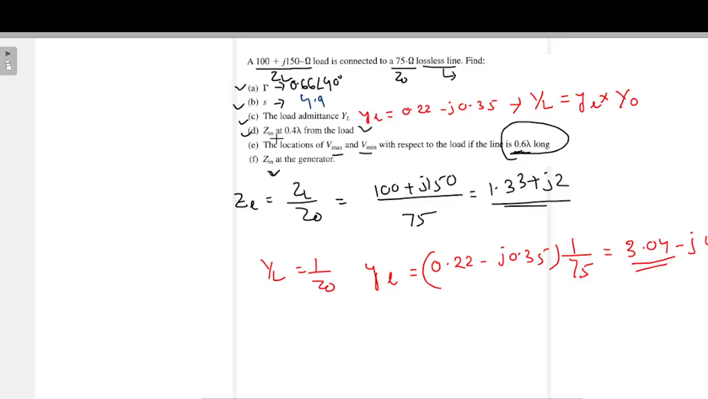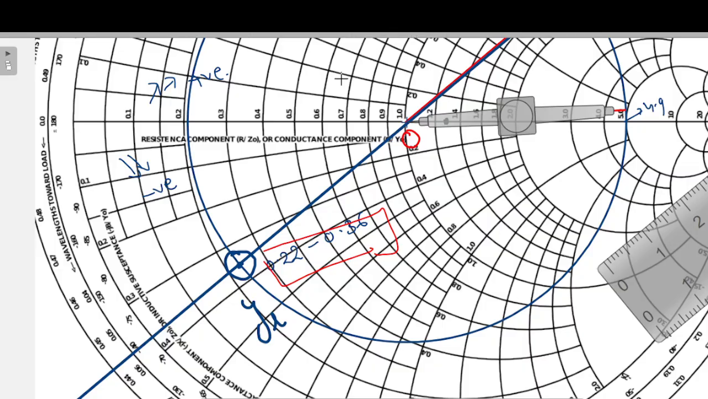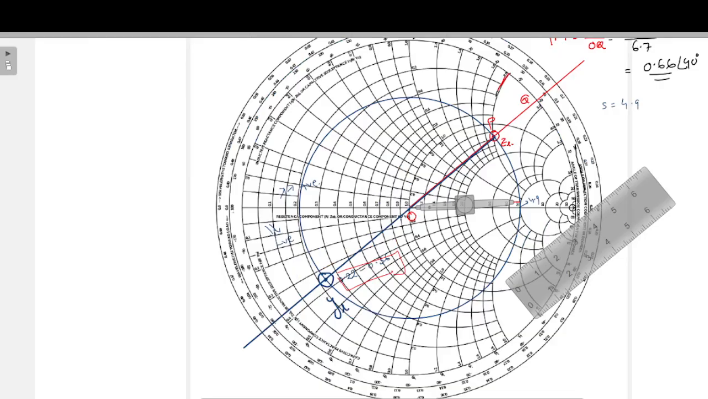Next one is asking Zin at 0.4 lambda. Okay, so to find the Zin at 0.4 lambda, what we need to do is, from the load point, that is from here, we need to travel a distance of 0.4 lambda. So it is saying that if the transmission line is here and ZL is here, it is asking somewhere at a distance of 0.4 lambda from the load, what is the impedance value at this position. So how do we do that? We have to travel a distance of 0.4 lambda from the load.